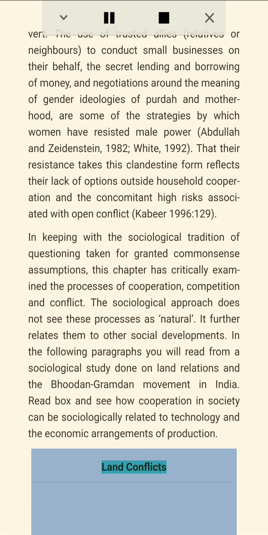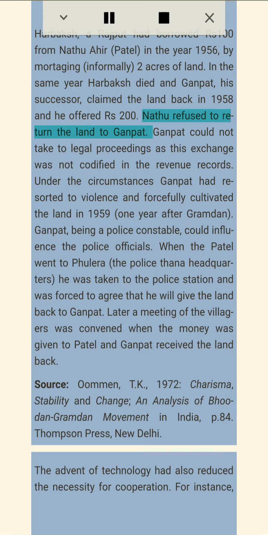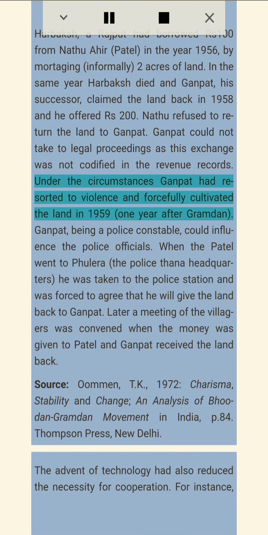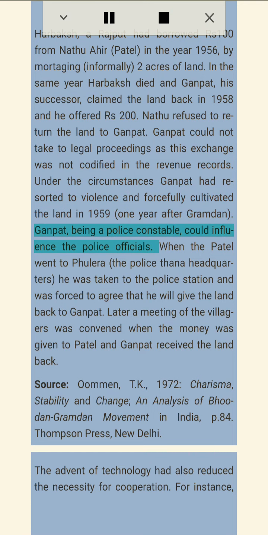Land conflicts. Harbash, a Rajput, had borrowed 100 rupees from Nathu Ahir Patel in the year 1956 by mortgaging, informally, 2 acres of land. In the same year Harbash died and Ganpat, his successor, claimed the land back in 1958 and he offered 200 rupees. Nathu refused to return the land to Ganpat. Ganpat could not take to legal proceedings as this exchange was not codified in the revenue records. Under the circumstances, Ganpat had resorted to violence and forcefully cultivated the land in 1959, 1 year after Gramdan.